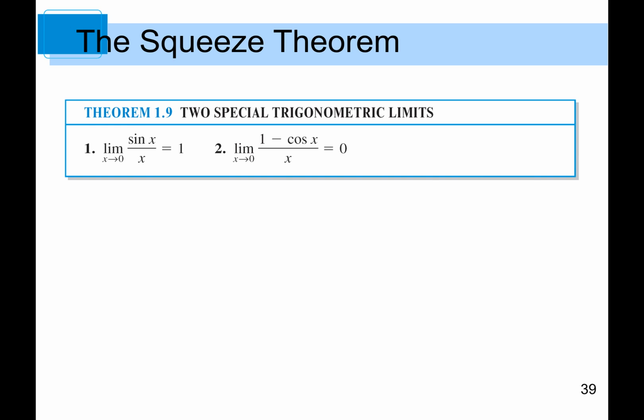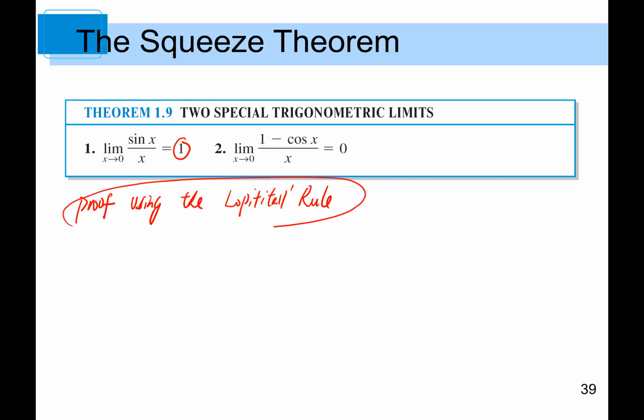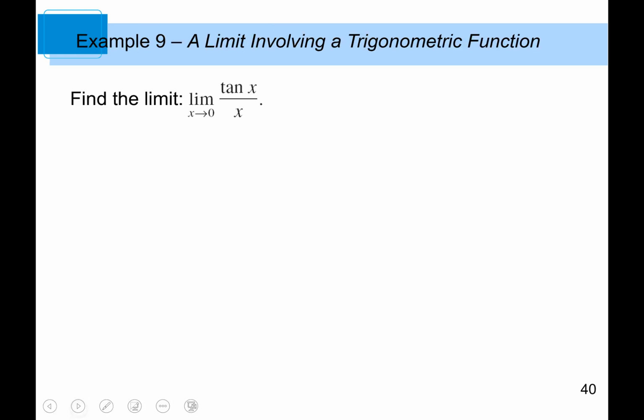Okay, let's take a look at two special trigonometric limits. The limit as x approaches 0 of sine of x over x is 1. Okay, and the detailed proof will be done using L'Hopital's rule later. We're going to prove this later using L'Hopital's rule. And the limit as x approaches 0 of 1 minus cosine x over x equals 0. So those two are very special trigonometric limits.